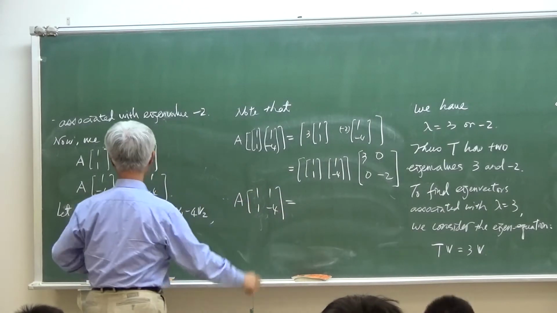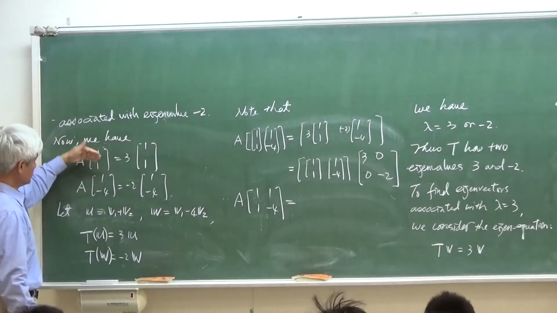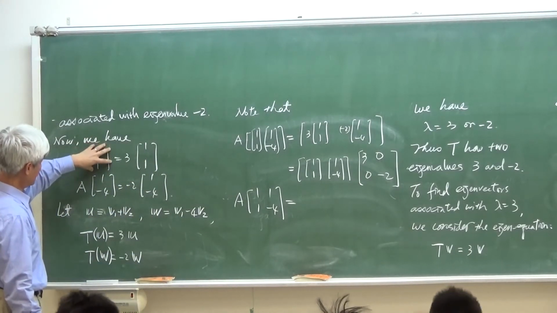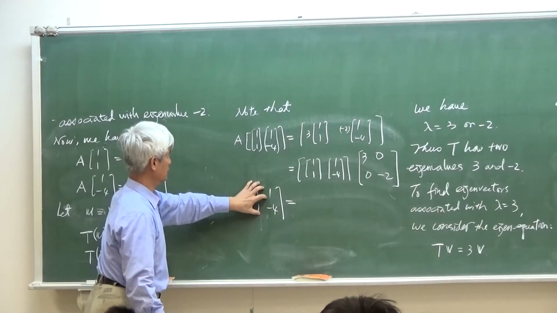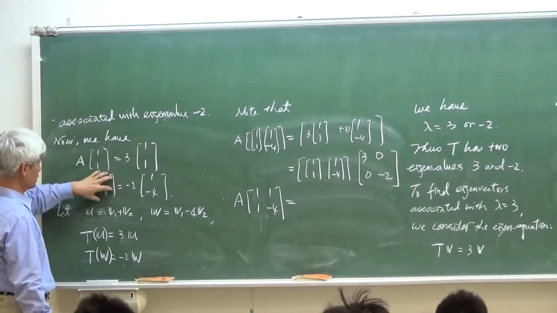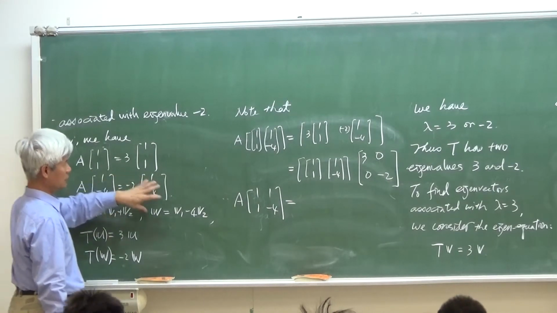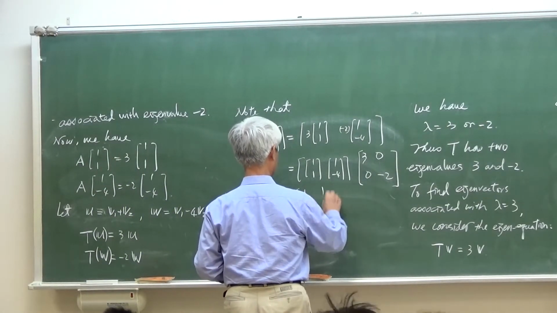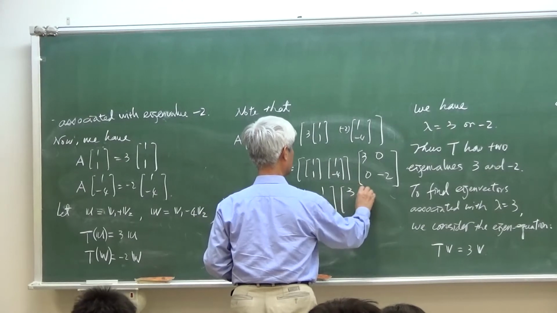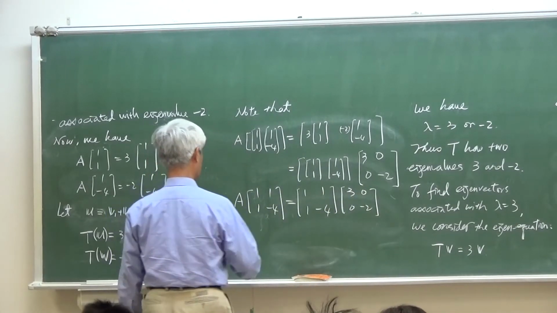So we form the matrix by using the eigenvectors. So eigenvector 1 1 associated with eigenvalue 3. Put here eigenvectors 1 4, which is the eigenvector associated with eigenvalue -2. Here we find that we have 3 0 0 -2. Okay, so that's A.